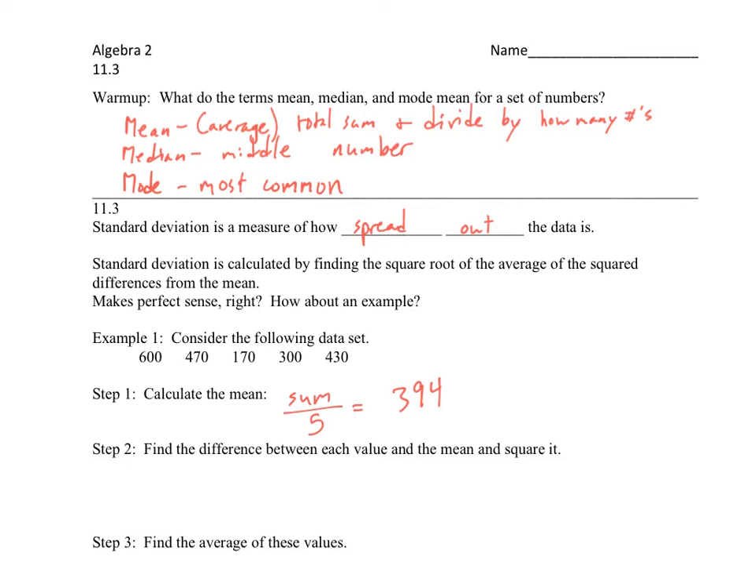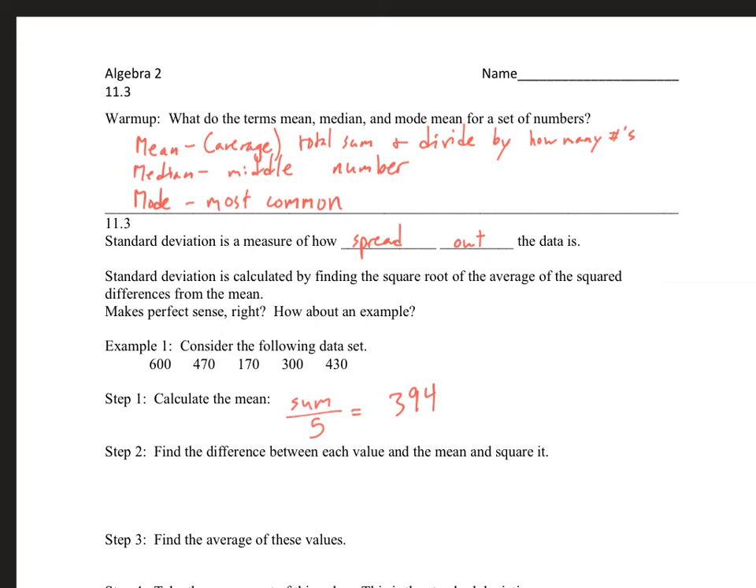Step 2 is the one that takes the most time. Find the difference between each value and the mean and square it. Here's what I'm going to do: I'm going to do each number minus the mean, and then leave it in squared form. I'll show you what I mean. So 600 minus 394 is 206, so I want to do 206 squared, plus 470 minus 394, that's 76 squared, plus negative 224 squared, plus negative 94 squared, plus 36 squared. I've got all those numbers, and I'm going to leave it like that for now. So that's step 2: find the difference between each value and the mean, and then square it.